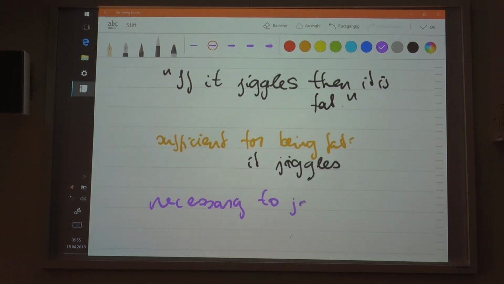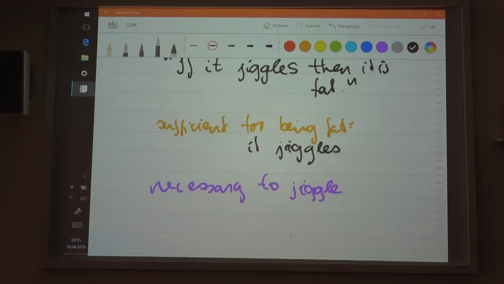Okay, so let me just write it like this. So here in that case, it has to be fat. You understand? So this is an example in real life. See what I'm saying? So you can say that, but just because it's fat, it doesn't mean that it jiggles, right? So it means that being fat is not sufficient to jiggle. Understand? So for instance, coconut oil.